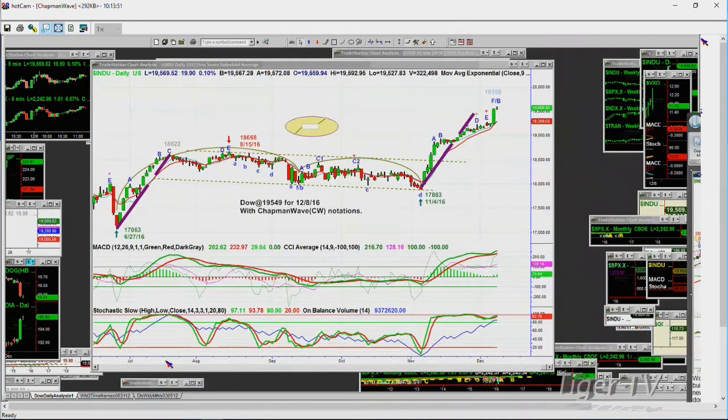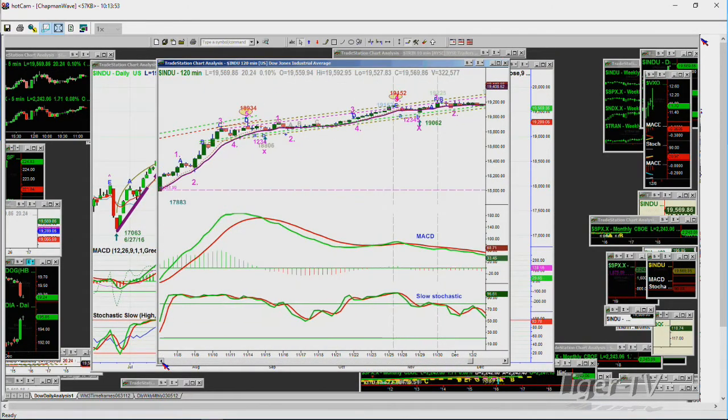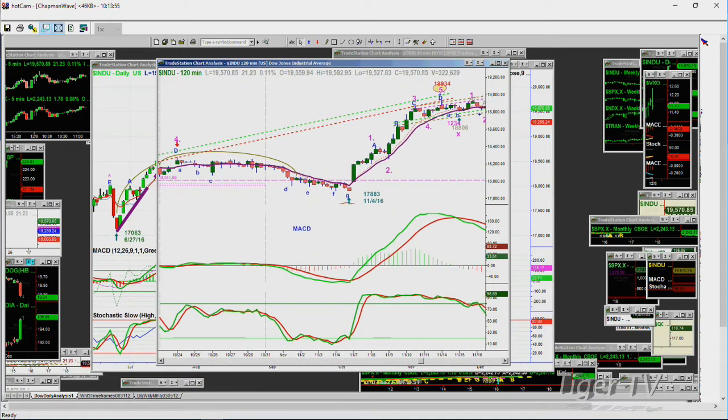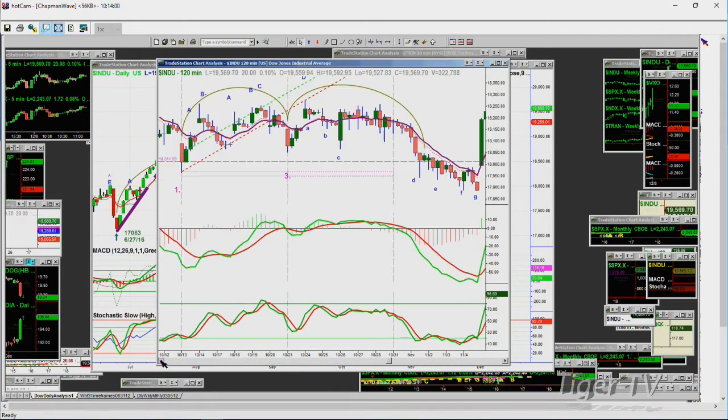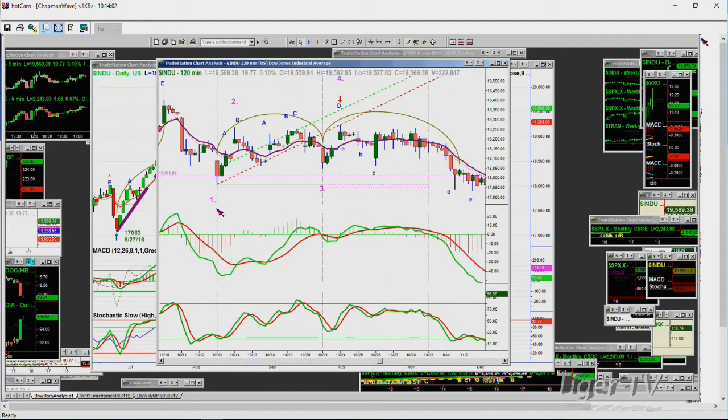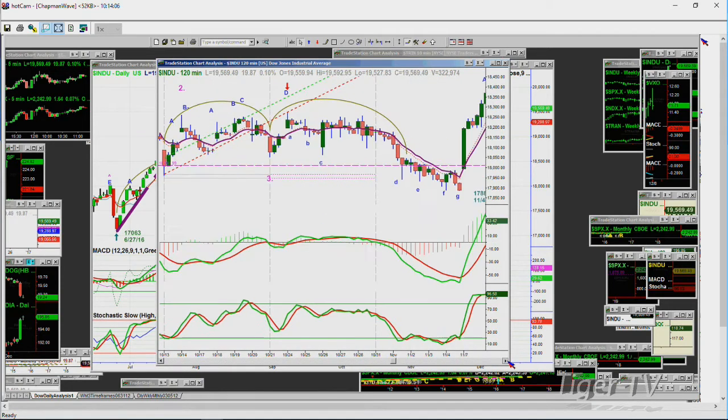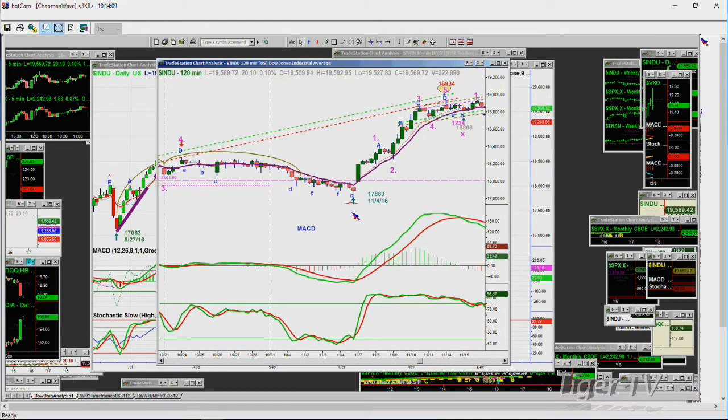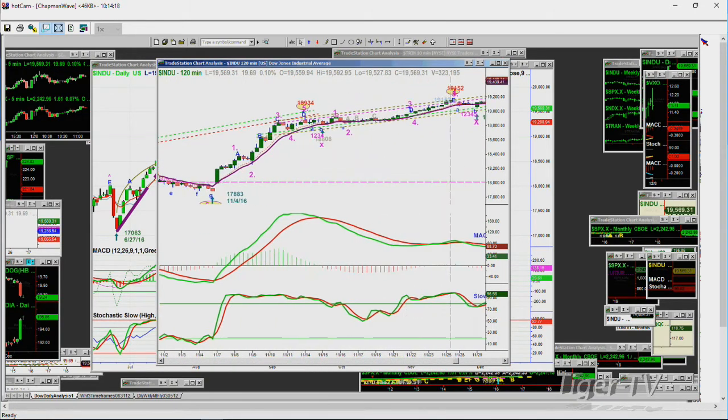I'll just scroll back to show you how many Chapman wave 5s. Now, I didn't get each one perfectly because sometimes I have to move the line a little bit. But you can just see 1, 2, 3, 4 going down. There's your 5. This is the 120-minute chart. Oh, it's being covered. That was a 5. That little line there is the circle of the 5. Then it goes 1, 2, 3, 4, 5 again at 18,934 is the 120-minute chart down. Then X starts the new one. 1, 2, 3, 4, 5 at 19,152.